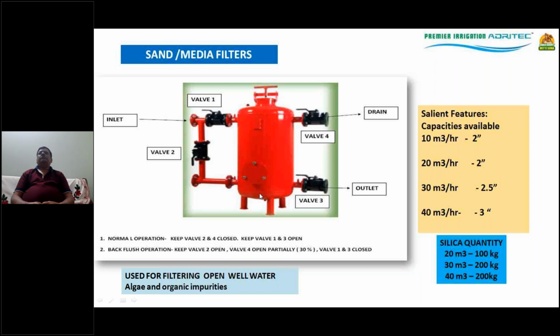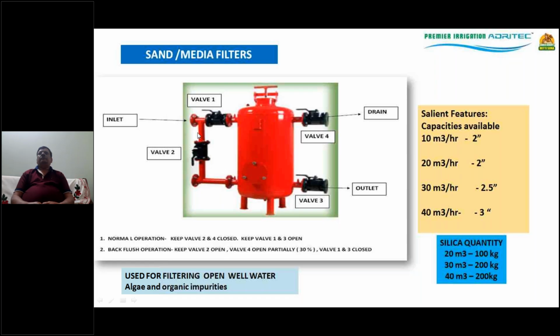The silica is nothing but a sharp edged silica which will make the organic impurities get stuck in between the layers of the silica, and then after that it will pass through a screen filter. So this is the basic operation, and after some time the algae will start getting collected on the top. That has to be cleaned, so I will just reverse the water operation.